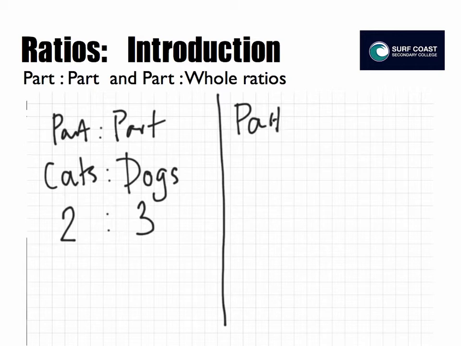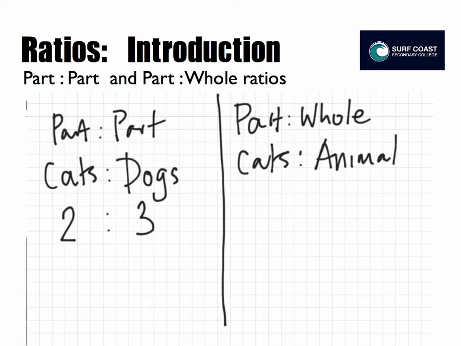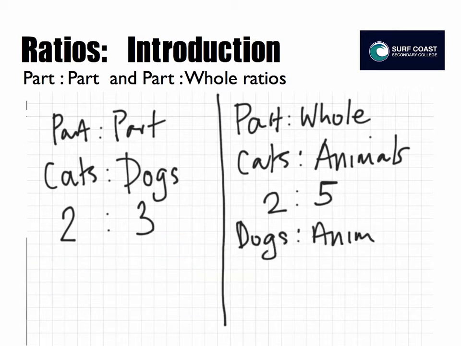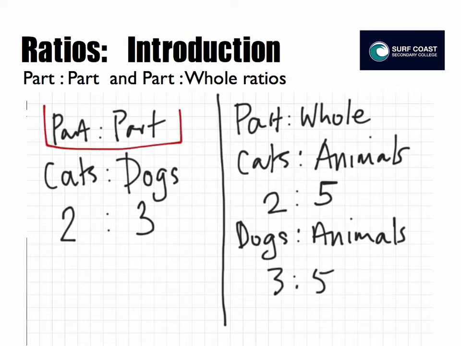The other ratio that you can have is a part-whole ratio. And that would be something like the cat to the total number of animals, or the dog to the total number of animals. So in the previous example, we had 3 cats and 2 dogs. So the ratio of cat to animal would be 3:5. So you can have 2 different types of ratios, part to part or part to whole.